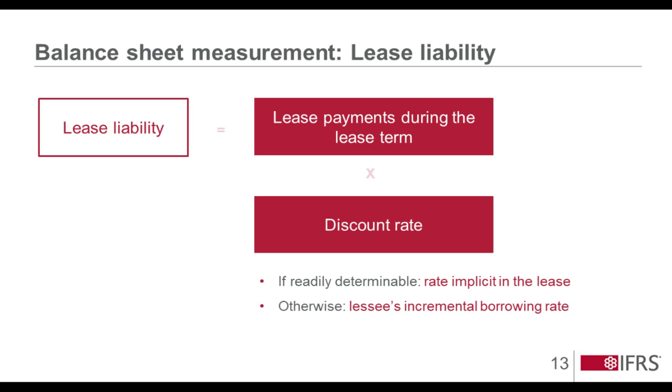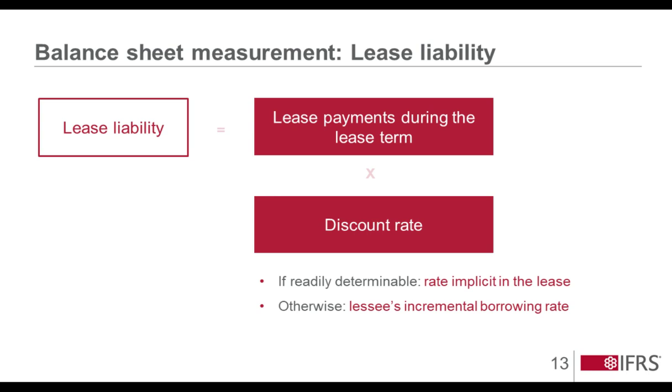First, the rate implicit in the lease. This is effectively the rate that the lessor has used to price the contract. In a simple case, it would be the rate that, if used to discount all of the lease payments over the lease term, would arrive back to the fair value of the right of use asset provided to the lessee at the start of the contract. If a lessee can readily determine the rate implicit in the lease, then that's the rate it should use as the discount rate for initial measurement of its lease liability.